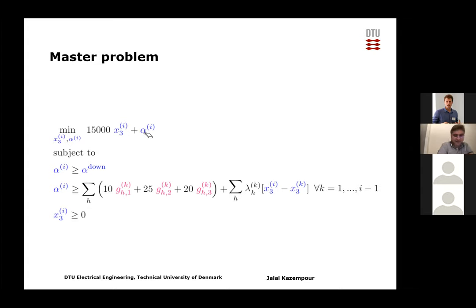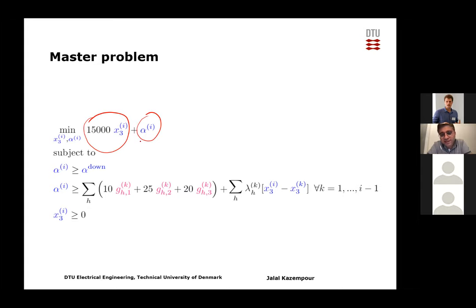This is the formulation of the master problem, whose variables are the complicating variable and one auxiliary variable, only one auxiliary variable. Even if we have 10 complicating variables, still we have only one auxiliary variable. And all of them have superscript i referring to iteration i. The first term comes from the original objective function. If you remember, the objective function of the original problem has expansion cost. So it's exactly the same.